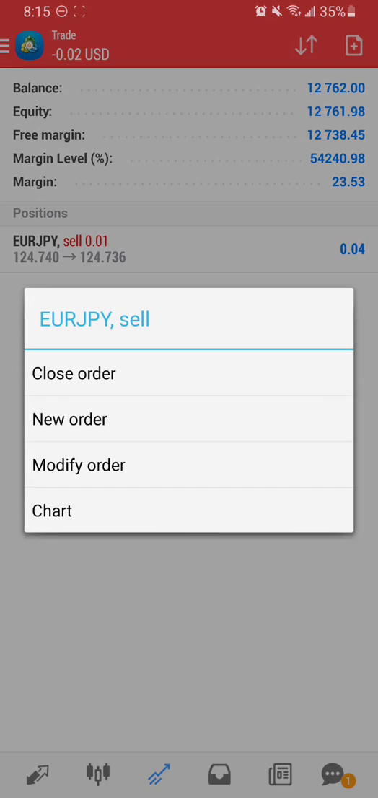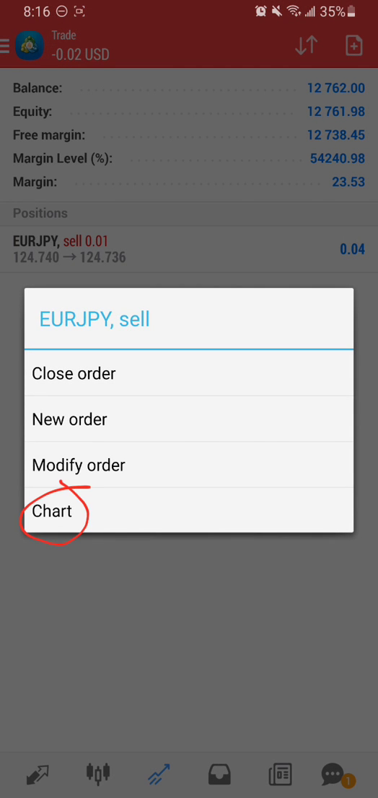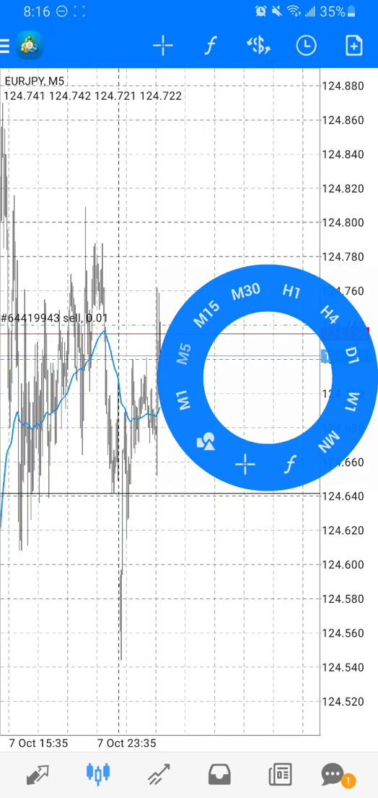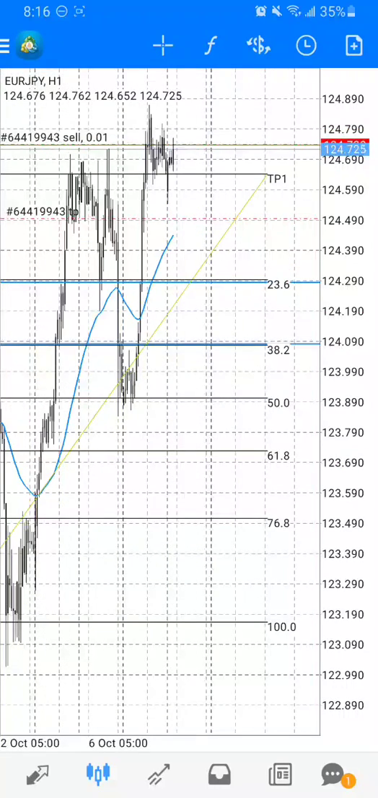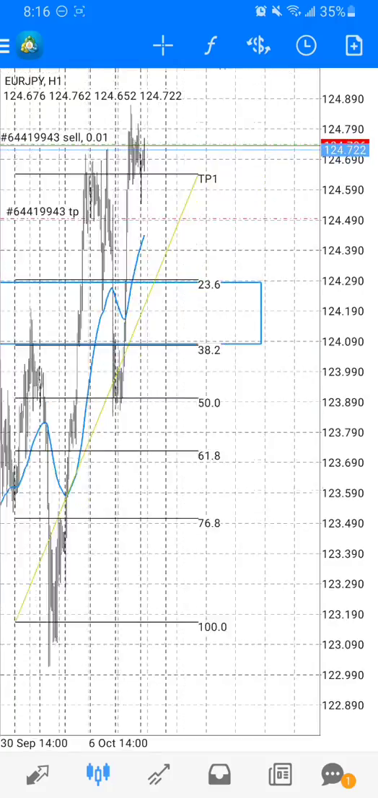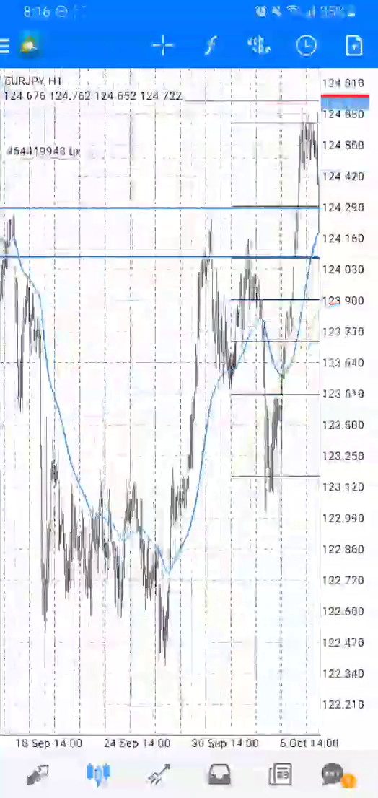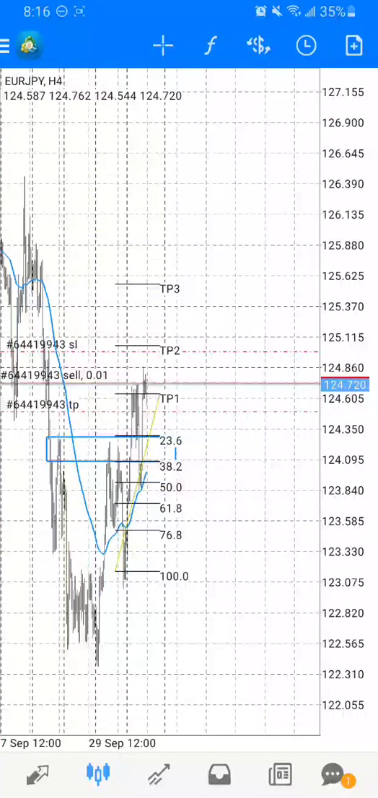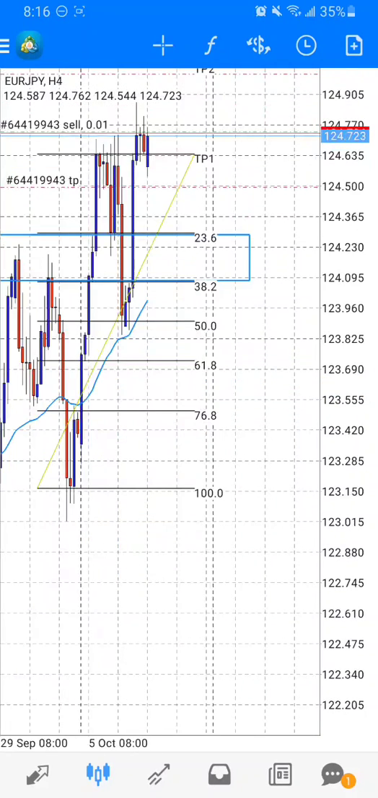If we hold down the trade, we can go to chart. If you have your settings correct on your MT4, you will see that it'll have a sell right here. You can change to the 1 hour. You'll see our take profit levels right here. Price is up here and needs to come down to this area for it to close in profit. And our stop loss is right here. Let's go to a bigger time frame so we can see it better. If price were to go up here, it automatically takes us out in a loss. So we're waiting for price to come down, at least to take profit one, to automatically take us out in a profit.